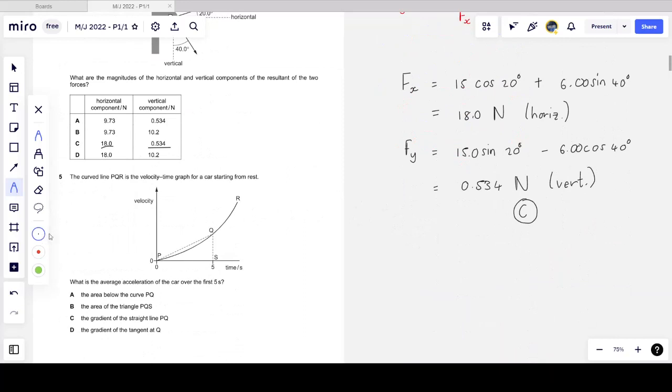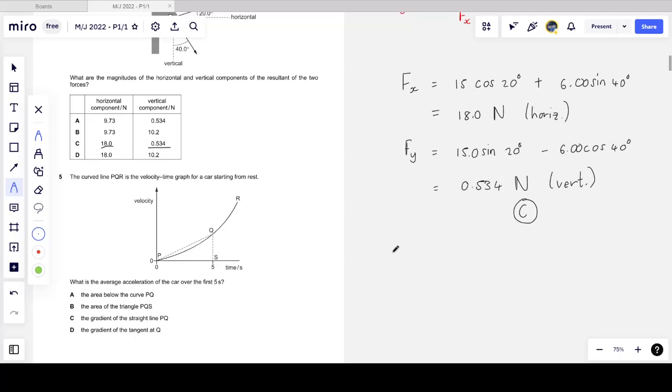Okay, question 5. So question 5 gives us a curved line, PQR, which is the velocity time graph for a car that is starting from rest. And they ask us what is the average acceleration of the car over the first 5 seconds. The area below the curve PQ, the area of the triangle PQS, the gradient of the straight line PQ, and the gradient of a tangent at Q, specifically at the point Q.